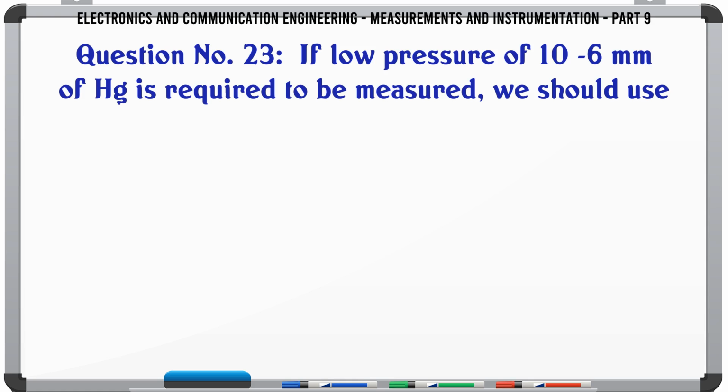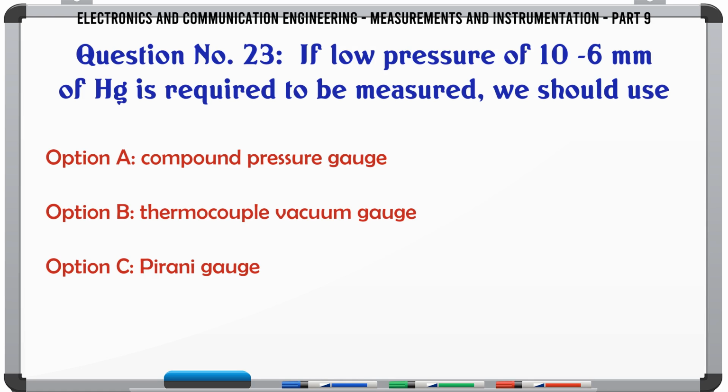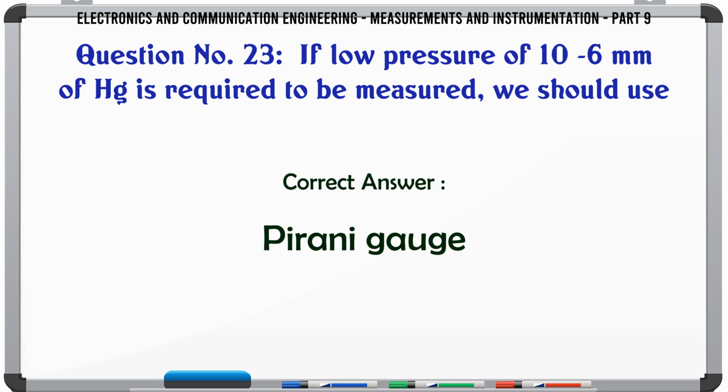If low pressure of 10.6 mm of Hg is required to be measured, we should use A. Compound pressure gauge, B. Thermocouple vacuum gauge, C. Pirani gauge, D. Ionization type vacuum gauge. The correct answer is Pirani gauge.